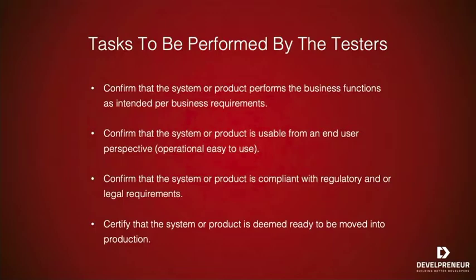They also need to confirm that the system or product is compliant with regulatory and/or legal requirements. And finally, they need to certify that the system or product is deemed ready to be moved into production. Now, these seem to be common sense, but really, these are the main criteria for UA testers.